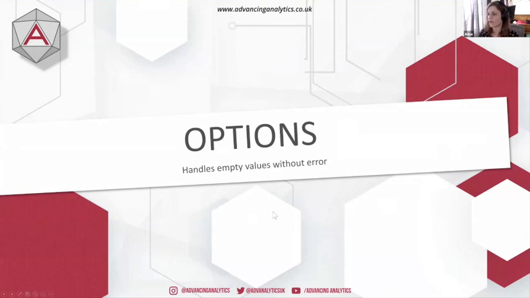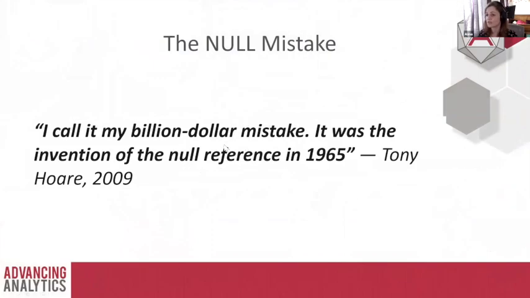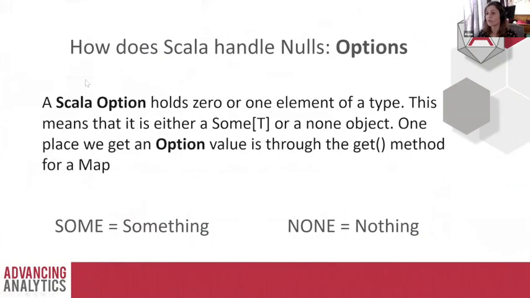Okay, so options, moving away from case classes. Options handle empty values without error. "The null mistake, I call it my billion-dollar mistake, was the invention of the null reference in 1965," Tony Hoare, 2009. So he's saying that nulls are actually a bad thing when working with programming languages. And I think a lot of us, when programming, have had that null exception pop up and been the bane of our lives. In functional programming we don't believe in that. Nulls don't exist. So we work with things like options to handle what would be null instances.